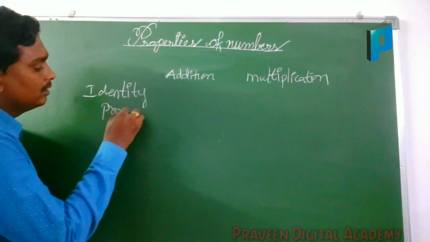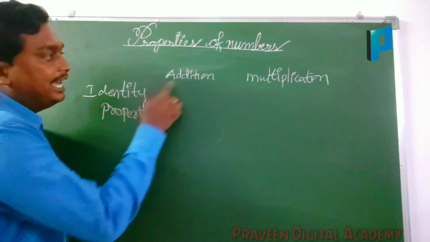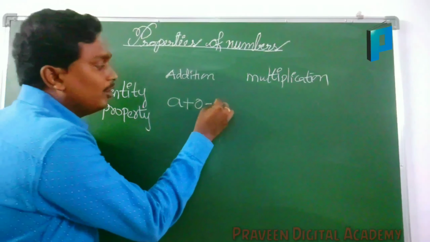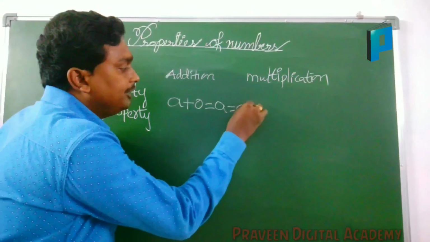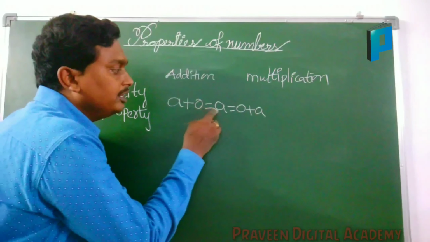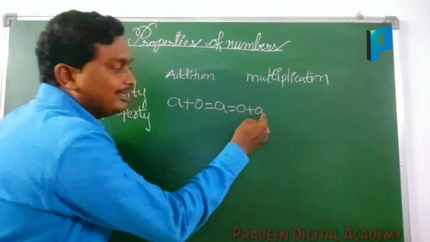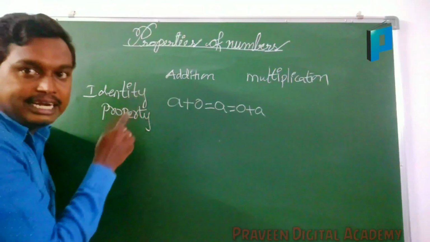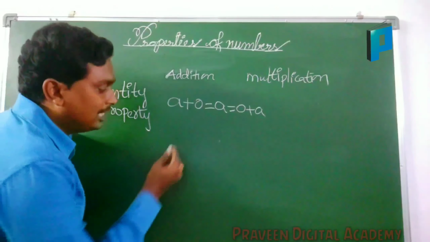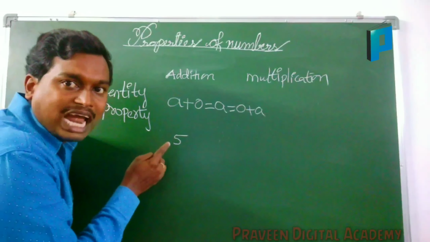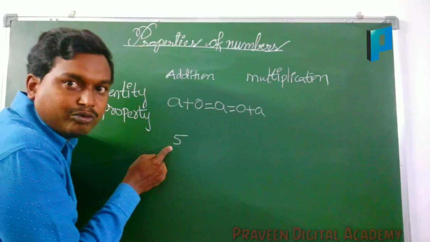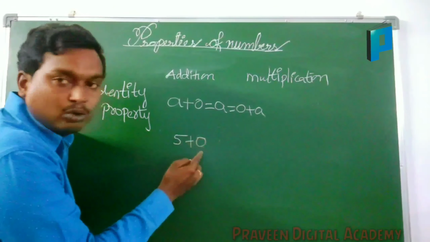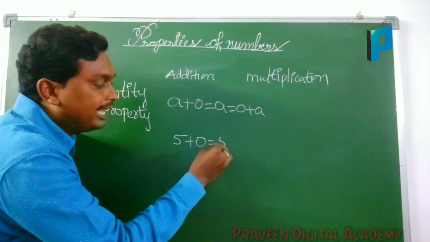Identity property. The identity property under addition is A plus 0 is equal to A, or you can say 0 plus A. A plus 0 is equal to A is equal to 0 plus A. Wherever you are having a property like this, we will call it the identity property. I will give you an example. If you are having 5, what number do you add to 5 to get 5 again? Here we will add 0 to 5 to get 5 again.